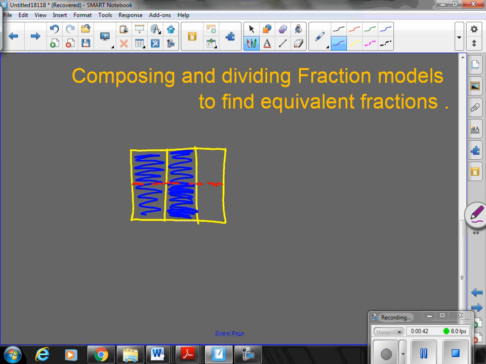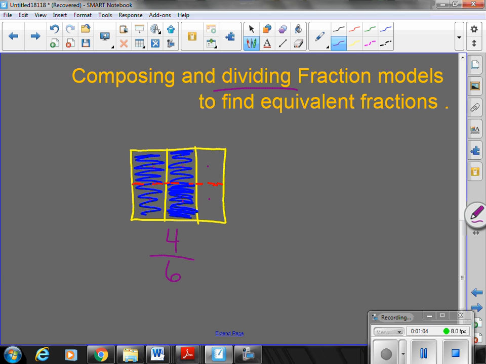Well, I can see that I have 1, 2, 3, 4, 5, 6 parts. So I know that the unit of this is in 6. But when I count the shaded parts, I know that there's 1, 2, 3, 4 shaded parts here. So I have 4/6. And my job is to compose it or build it up. And actually dividing helps you do that.